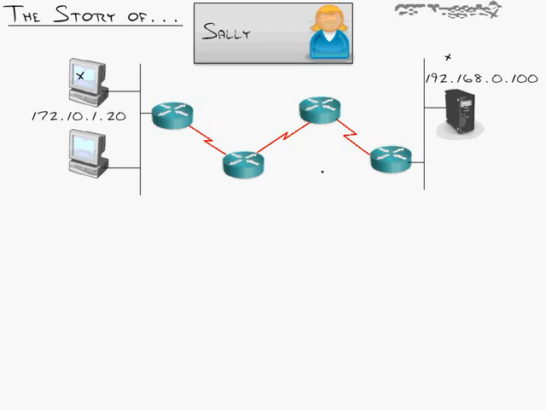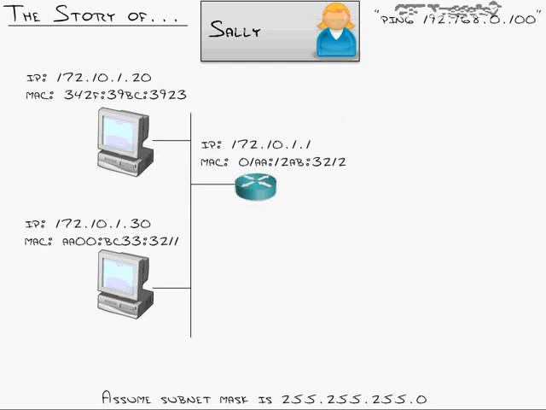What I'd like to do is zoom in, just as we did with Bob, on this portion of the network first, then we'll watch Sally as she goes from device to device. Now that we're zoomed in, we're at the host 172.10.1.20, this guy right here. And we have Sally who said ping 192.168.0.100.